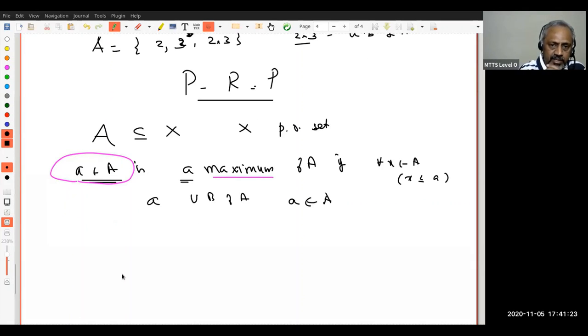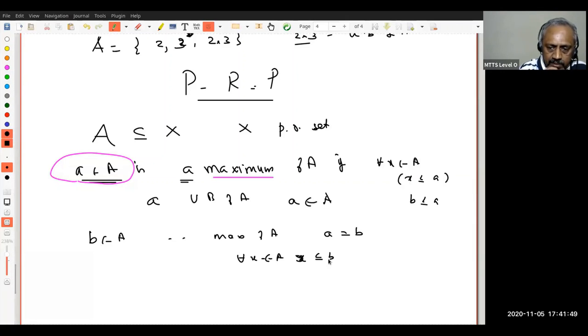But it's because we are in a partially ordered set, we will show that it is unique. What does that mean? If B in A is also a maximum of A, then A must be B. Why? Since A is a maximum and in place of X, I can take B. Therefore, B must be less than or equal to A. And since B is a maximum, what does it mean? For all X in A, I should have X is less than or equal to B. In particular, take X equal to A, A must be less than or equal to B. So I have A is less than or equal to B and B is less than or equal to A. Therefore, by antisymmetry, A must be equal to B. You understand that? Therefore, if at all a maximum exists, it is unique.